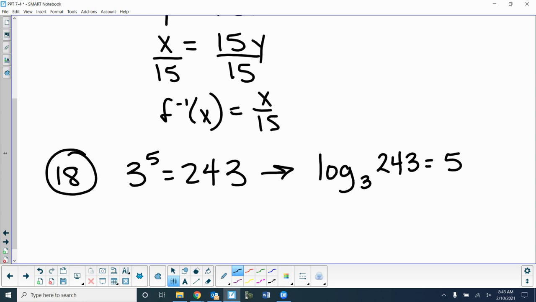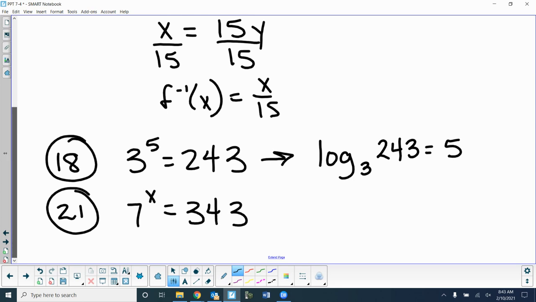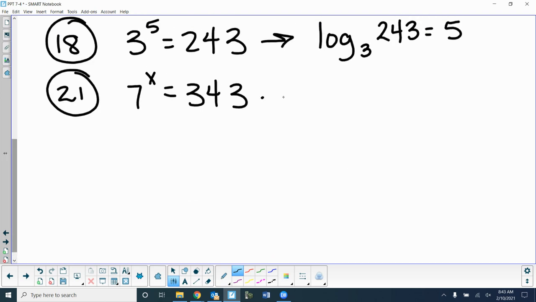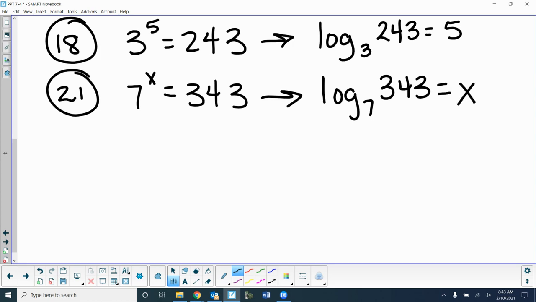21, we got 7 to the x power equals 343. Kennedy, what's that in exponent or logarithmic form? Log base 7 of 343. Very good. Okay?